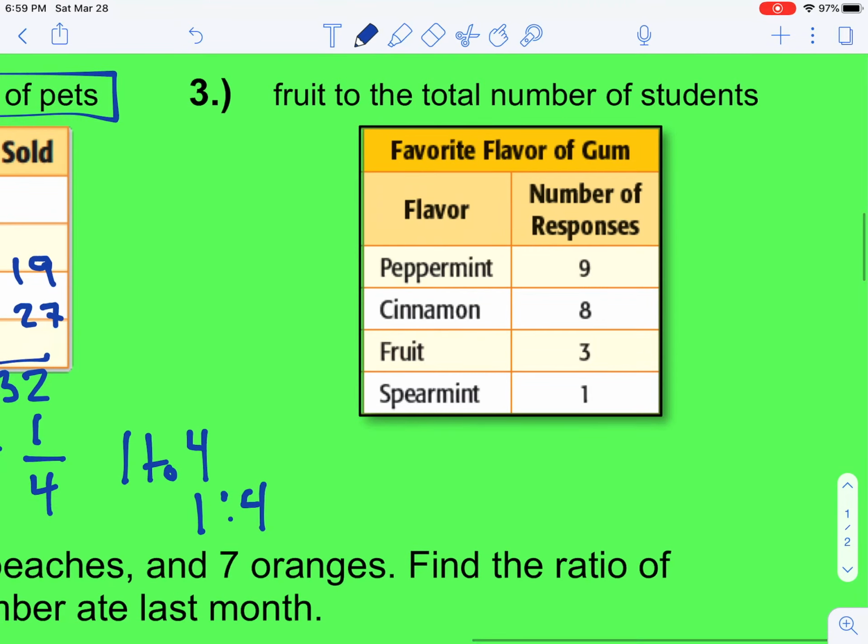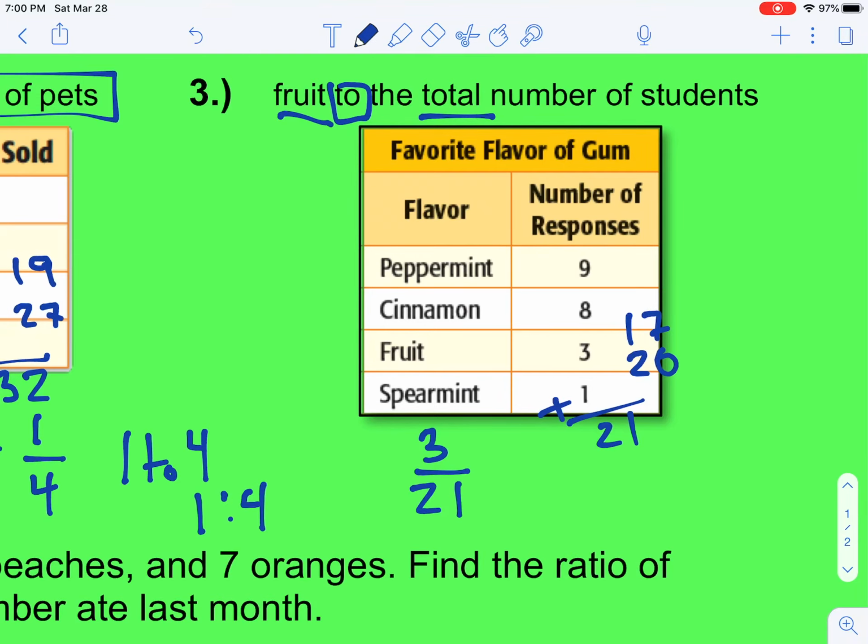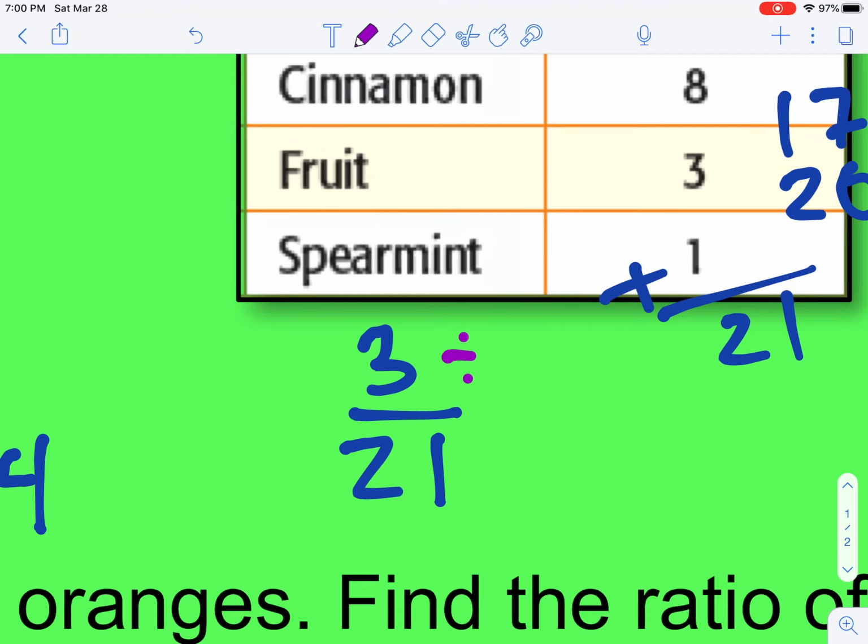Number 3, fruit to the total number of students. So my fruit is 3, and again, I need my total, so I need to add this all up. 9 plus 8, 17, plus 3, 20, plus 1, 21. 3 to 21 can also be simplified if I divide those both by 3.